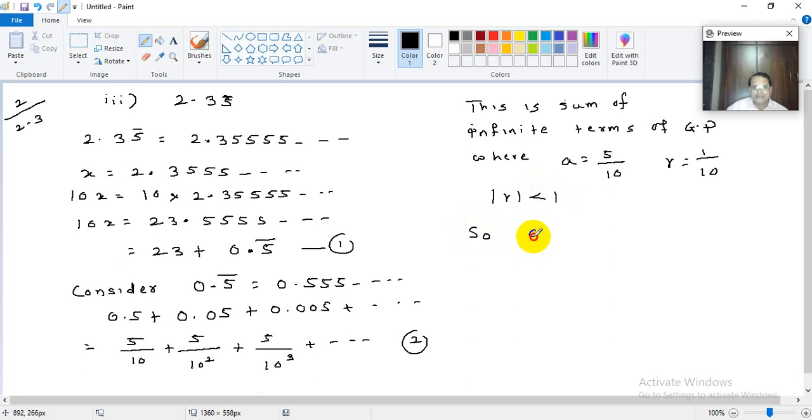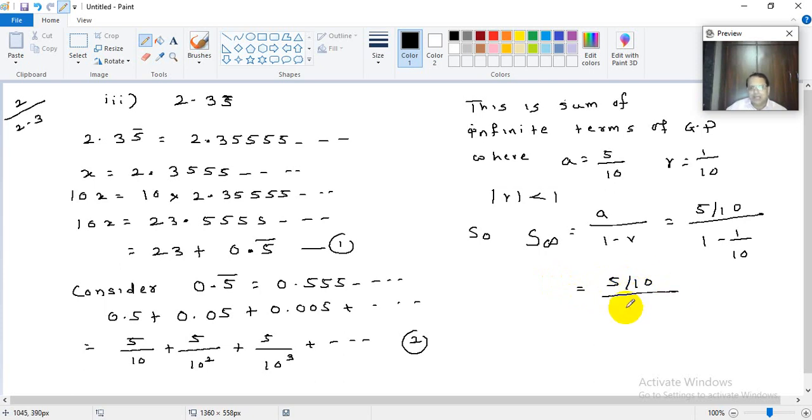So S infinity will be what? A upon 1 minus R. What is A here? 5 by 10. So it is 5 by 10 divided by 1 minus R, so 1 minus 1 by 10. Whenever you calculate this, it is 5 upon 10 divided by 9 upon 10. And that means it is 5 upon 9. So I can say this value 2 is nothing but 5 by 9.